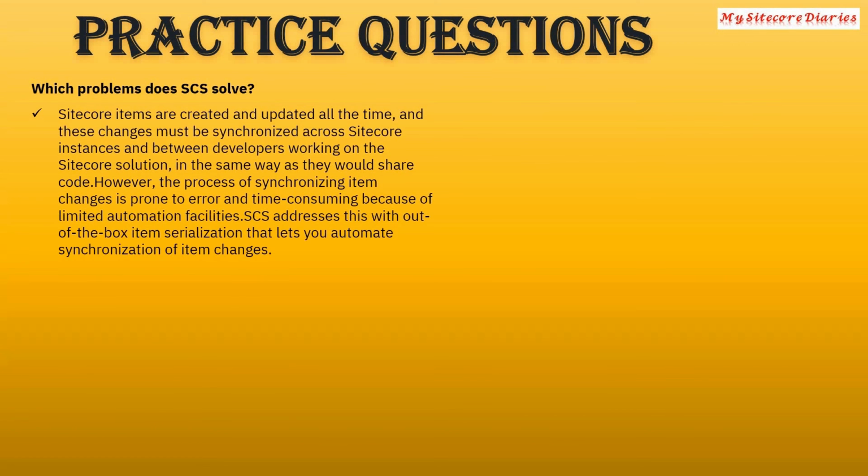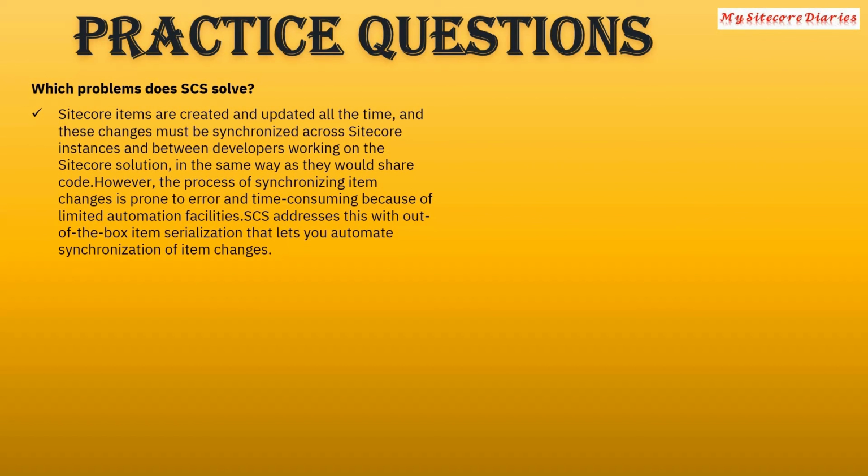Which problem does SCS solve? SCS is basically Sitecore Content Serialization. Sitecore items are created and updated all the time, and these changes must be synchronized across the Sitecore instances between the developers working on the Sitecore solution, in the same way as they share code. So whatever changes you make in your local environment need to go into the higher environment.